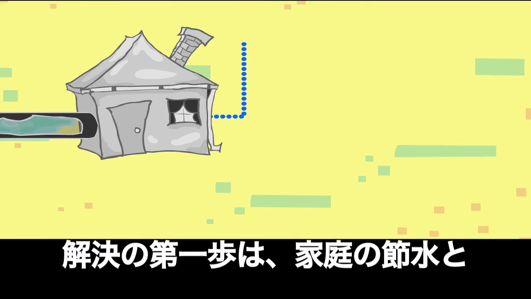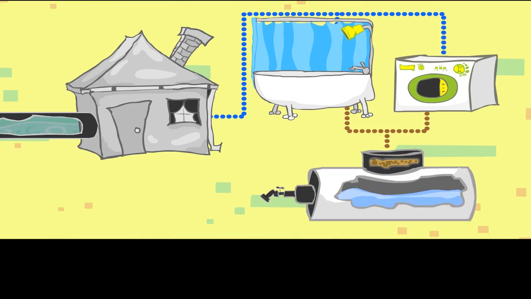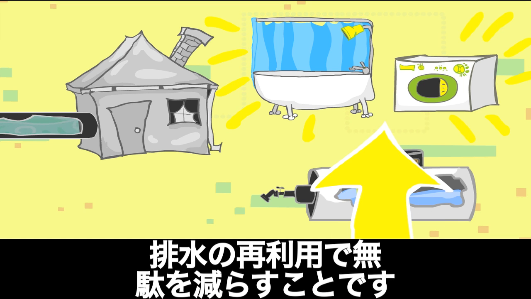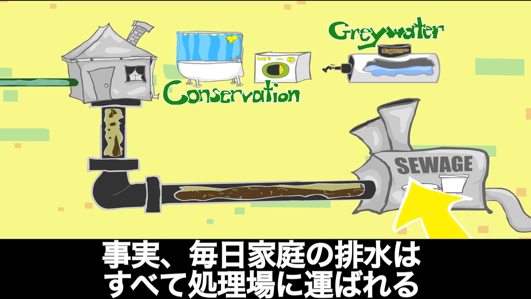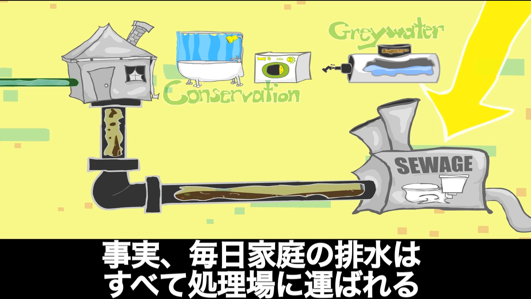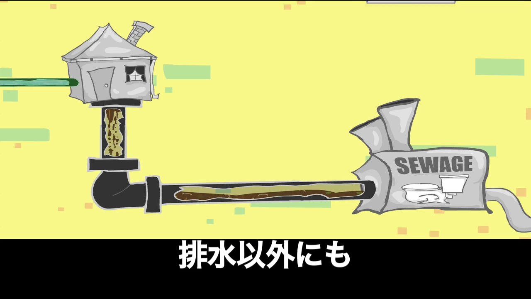The first step in solving this problem is to reduce our own waste. Household conservation and gray water use can significantly reduce the actual volume of wastewater ending up at the treatment plant every day. And it's not just water that we waste.